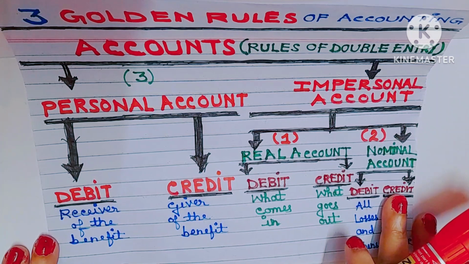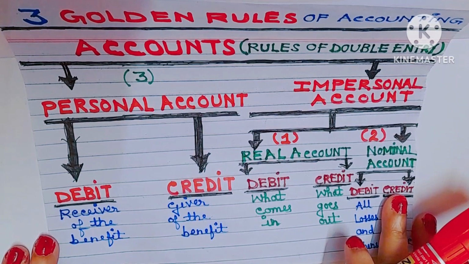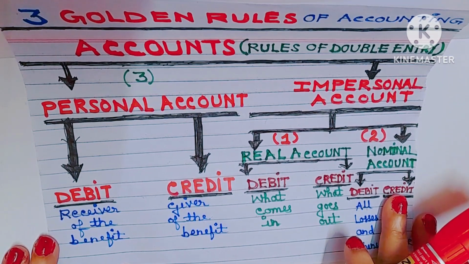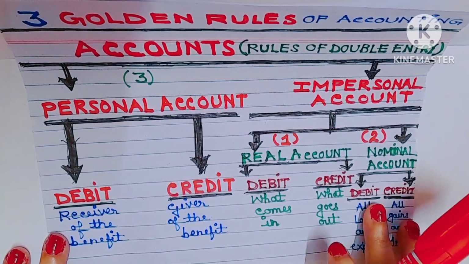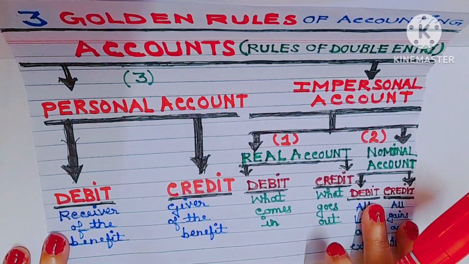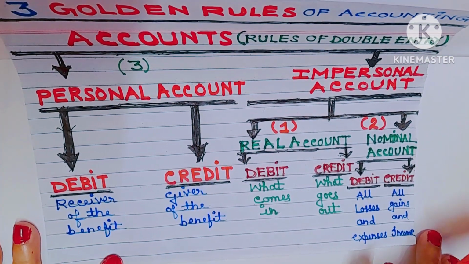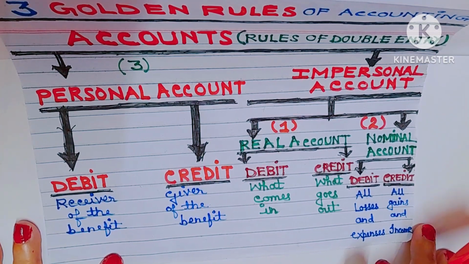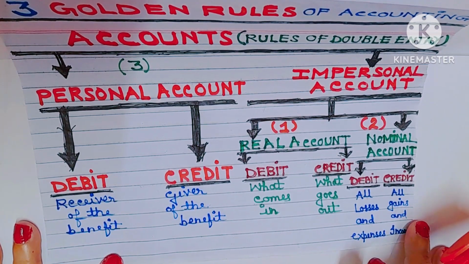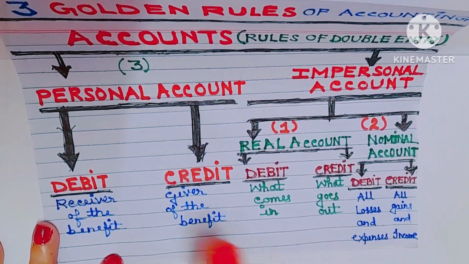These 3 golden rules of debit and credit come under the traditional approach or English approach. The double entry accounting system means every business transaction affects at least 2 accounts. If one account is debit, another account will be credit. Did you know the 3 golden rules of accounting come under the double entry accounting system written by the Italian mathematician Luca Pacioli? Now let's see the 3 golden rules of accounting.